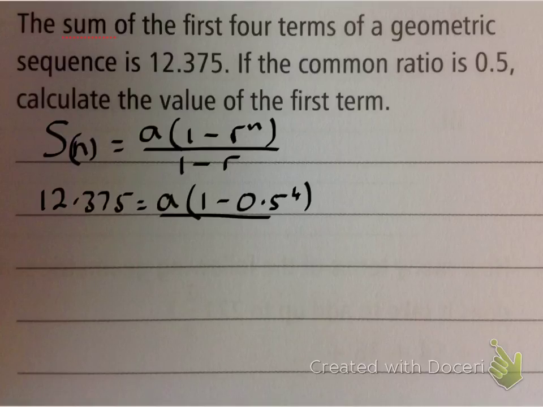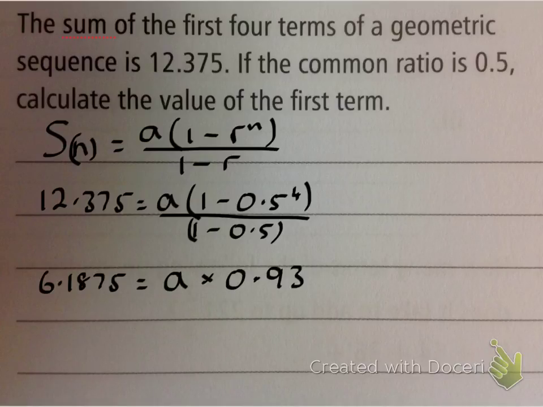The sum of the first 4 terms is 12.375, so that goes on the left hand side of the formula, and we have to work out what A is, the value of the first term. So just by doing a bit of calculation, multiply the 1 minus 0.5 to the other side and work out your brackets. Now all you have to do is divide by 0.9375. 6.6 is the value of the first term.